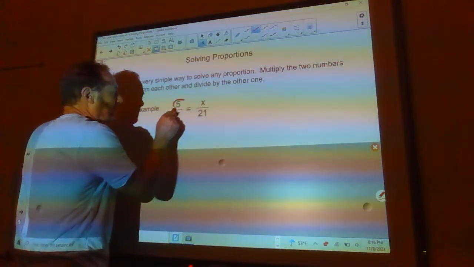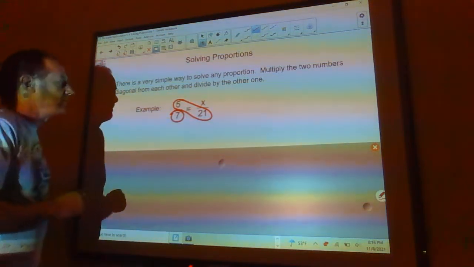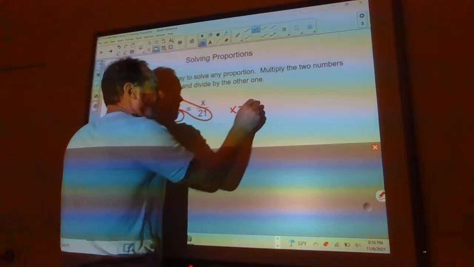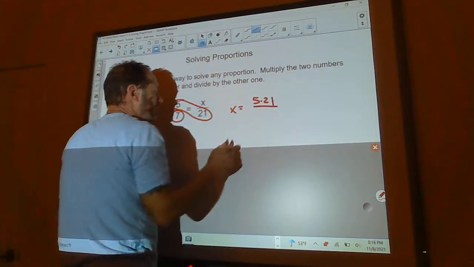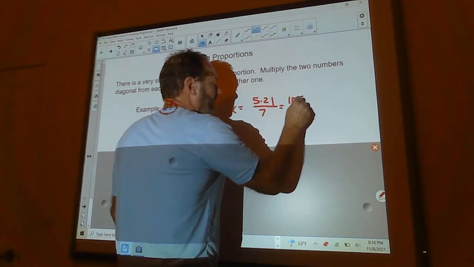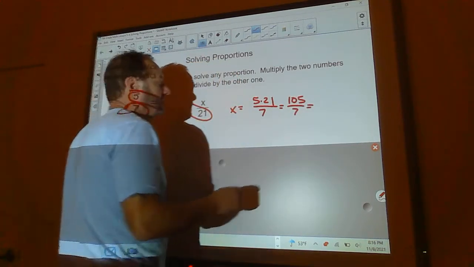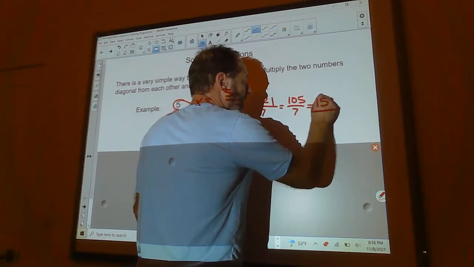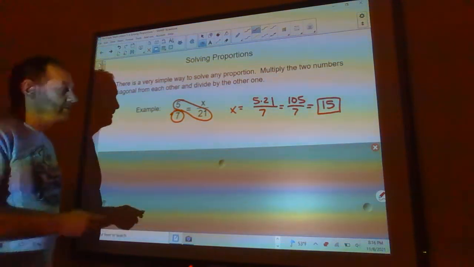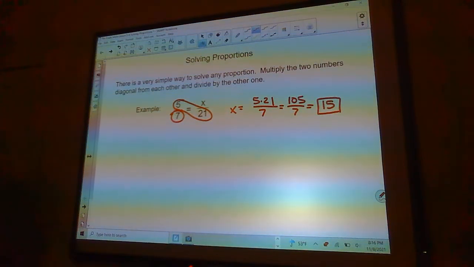So if I look here, here's my two diagonal numbers. Here's my other one. So I'm going to multiply these two together, divide by that, and that's going to be x. So x will be 5 times 21 divided by 7, which, 5 times 21 is 105, and that's 15. I believe that's 15. So x is 15. Pretty simple little thing to do. Okay, you should have no problem doing that.